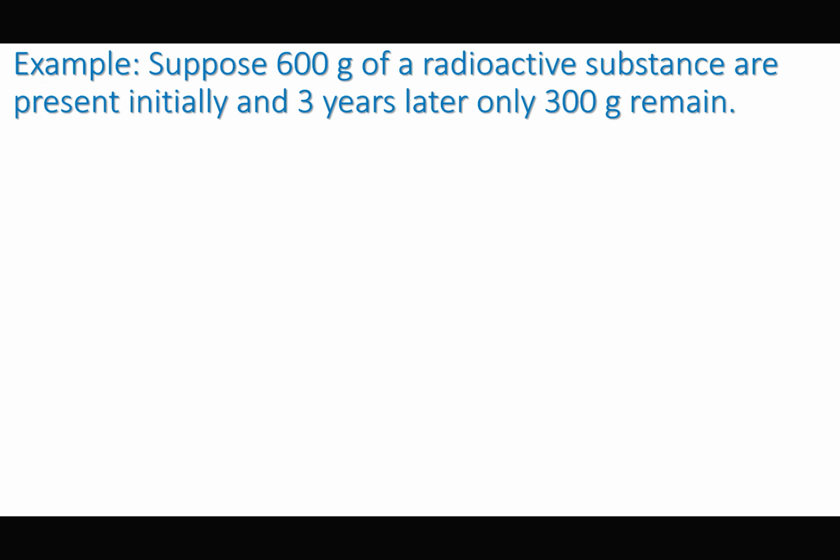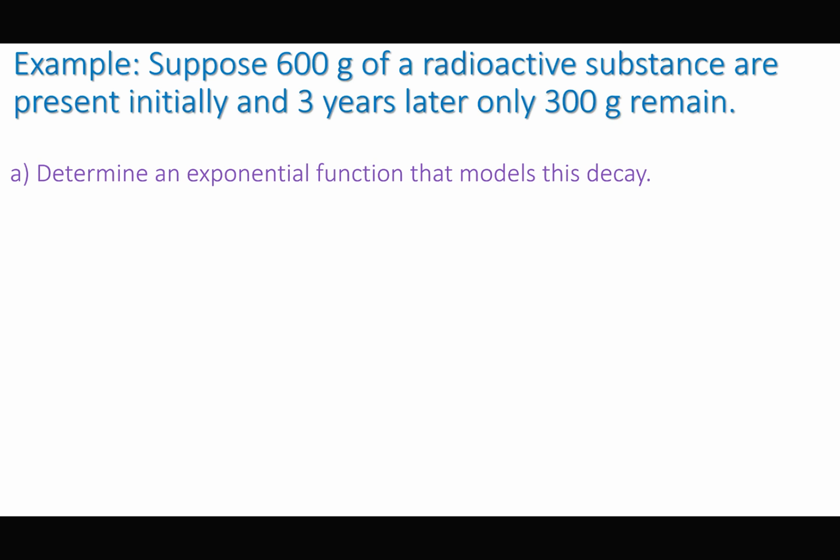Okay, all right, so let's do an example of this. Suppose we have 600 grams of a radioactive substance. Our 600 grams are present initially, and then 3 years later, only 300 grams remain. Let's determine an exponential function that models this decay. So again, we're starting with y equals y sub 0, e to the kt, still using that exponential function. In this part A, we have to determine that exponential function.